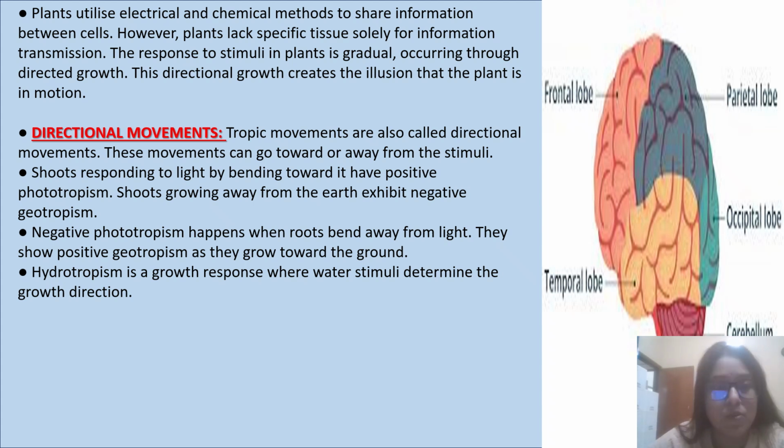Next, directional movements. Tropic movements are also called directional movements. The movements can go toward or away from the stimuli. Shoots responding to light by bending toward it have positive phototropism. Shoots growing away from the earth exhibit negative geotropism. Negative phototropism happens when roots bend away from light. They show positive geotropism as they grow toward the ground. And hydrotropism is a growth response where water stimuli determine the growth direction.